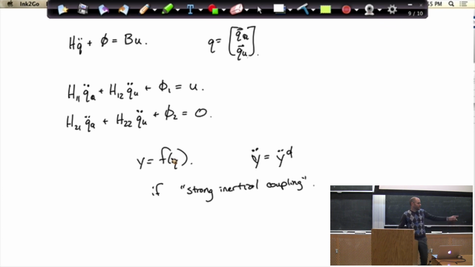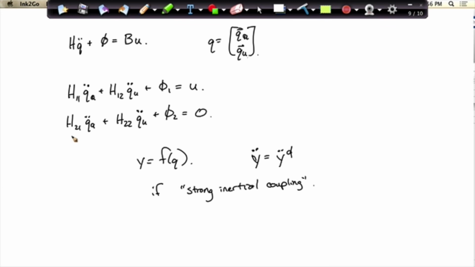The way that fails is that there's no inertial coupling between those 2. But if I have something where if I shake this, it moves over there, then I can make it work, potentially with a lot of power.